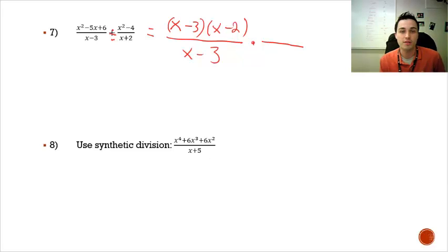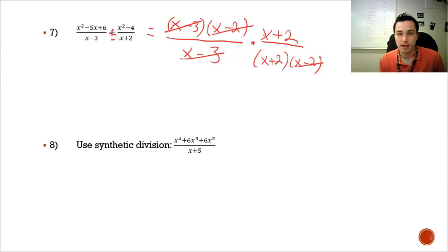X squared minus 4 is a difference of squares, so that becomes x plus 2, x minus 2. Since it was on the top here, when I flip it, it's on the bottom. X plus 2, x minus 2 on the bottom. And then there's the x plus 2, which flips up to the top here. Now we can cancel some things. For example, the x minus 3's can cancel. This x minus 2 and this x minus 2 can cancel.